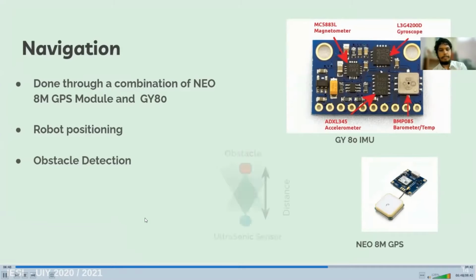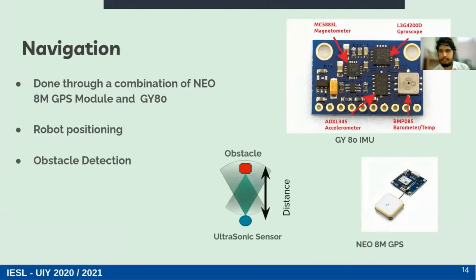The obstacle detection happens using ultrasonic sensors. Since this is an outdoor robot, we'll be adding the humidity and the temperature compensation values for the distance values.